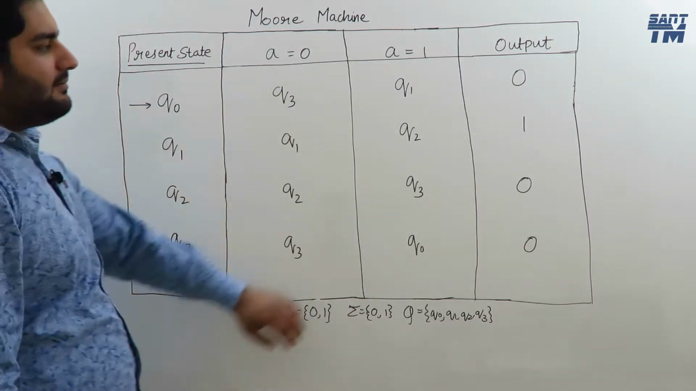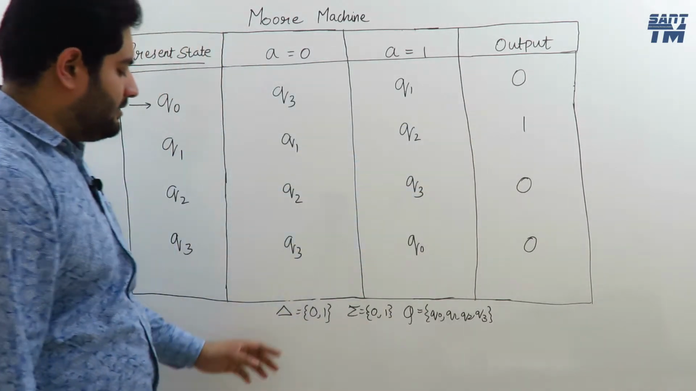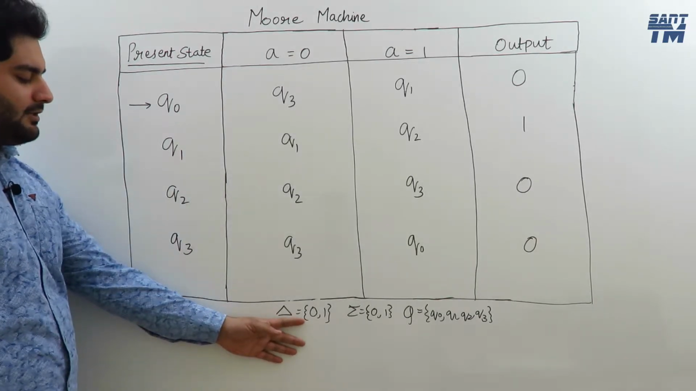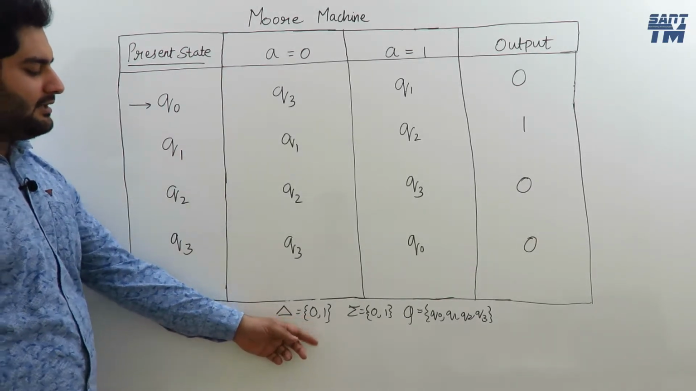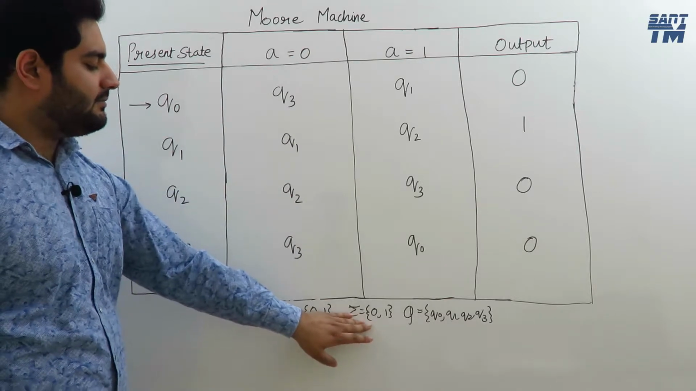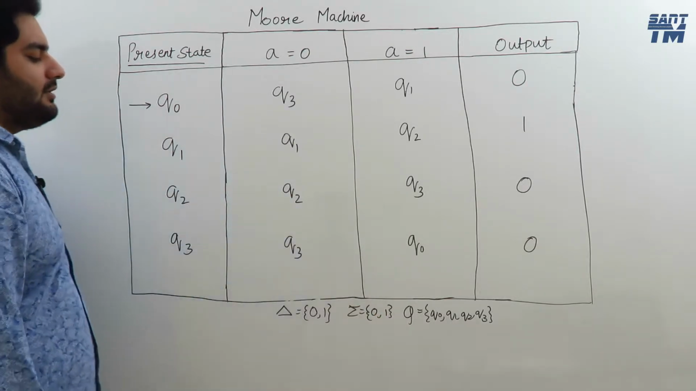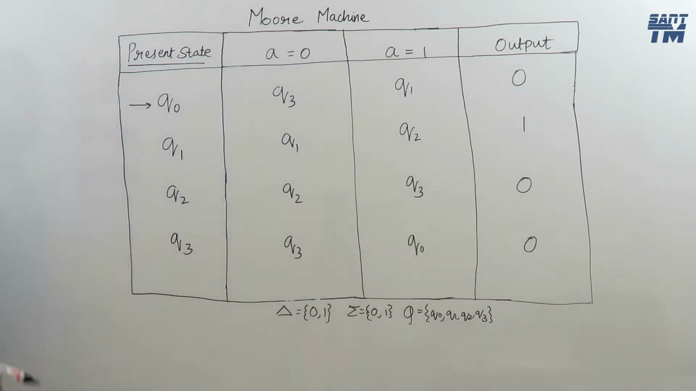So output has symbols 0 and 1 only. So triangle, the set of output alphabet, will also have 0 and 1. Sigma is also 0 and 1 input symbols, and the set of states is Q naught, Q1, Q2 and Q3. So this is the Moore machine's transition table.